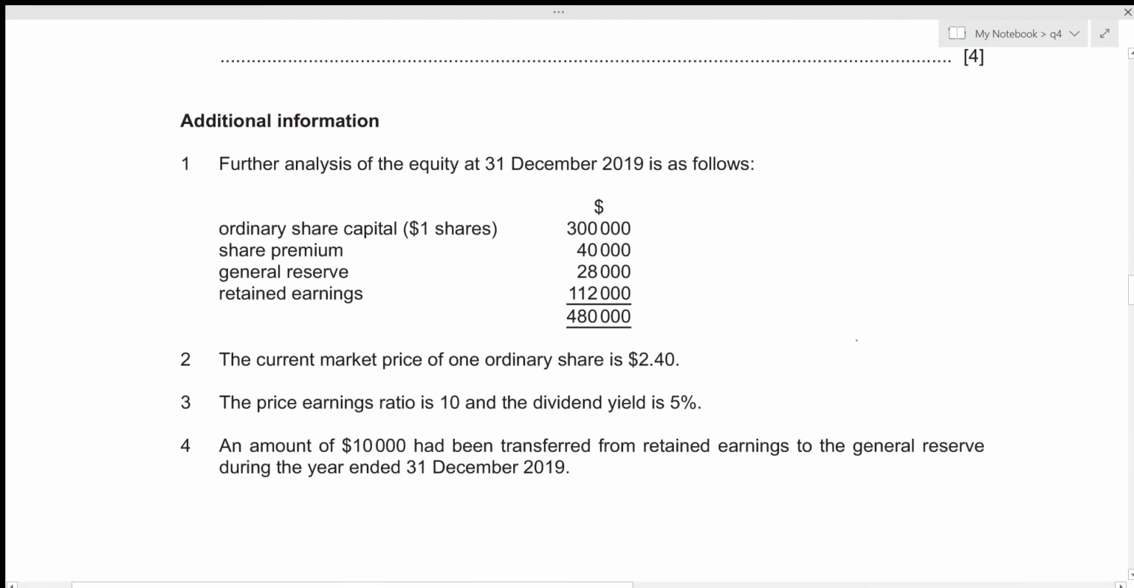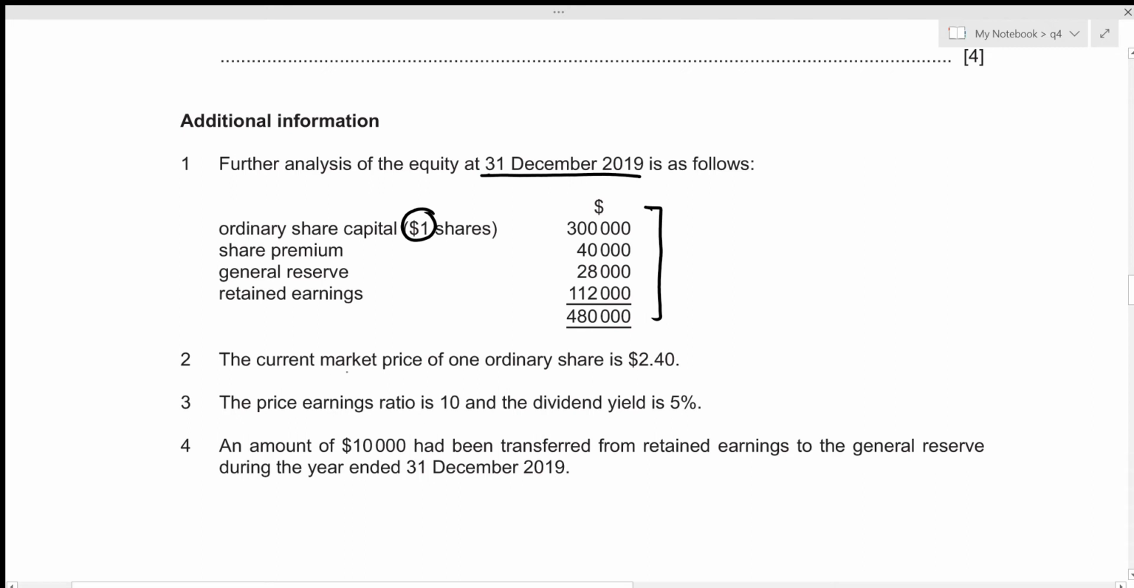We are given additional information. Further analysis of the equity at 31st December 2019 is given below. So we have ordinary share capital with a nominal rate of 1, and it had the value of 300,000. We have share premium of 40,000, general reserve of 28,000, and retained earnings of 112,000. And remember that all these values are at the date of 31st December 2019.